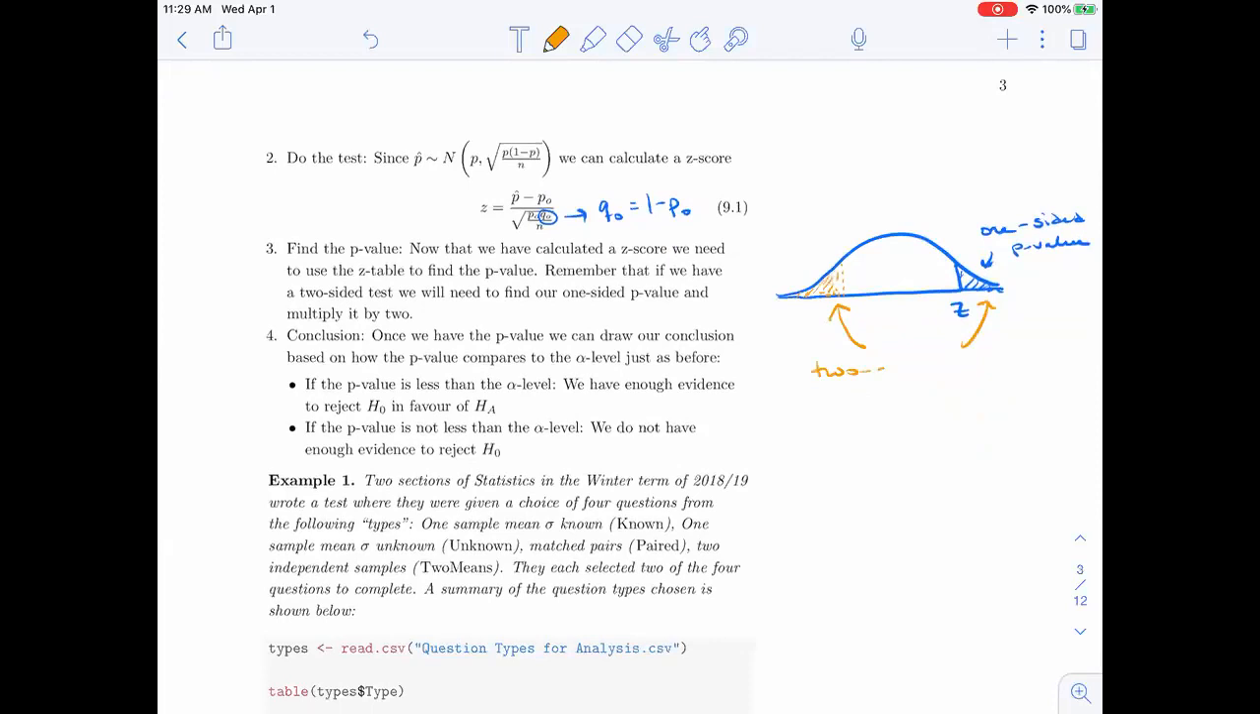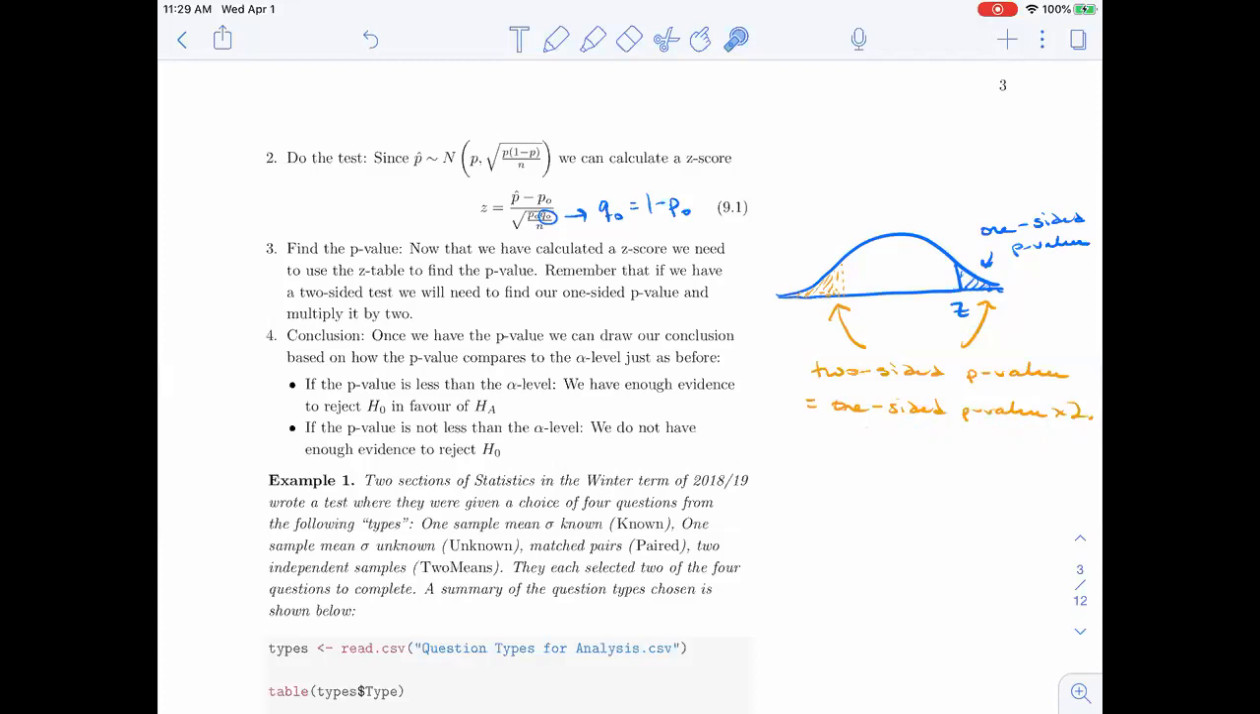So the two-sided p-value is the one-sided p-value times 2. Okay, so that's important, right? Because it's that extra step. If you need a two-sided p-value for a proportions test, if you've got a z, then you need to remember to multiply your one-sided p-value by 2. You're going to find your one-sided p-value, but then you have to multiply it by 2.